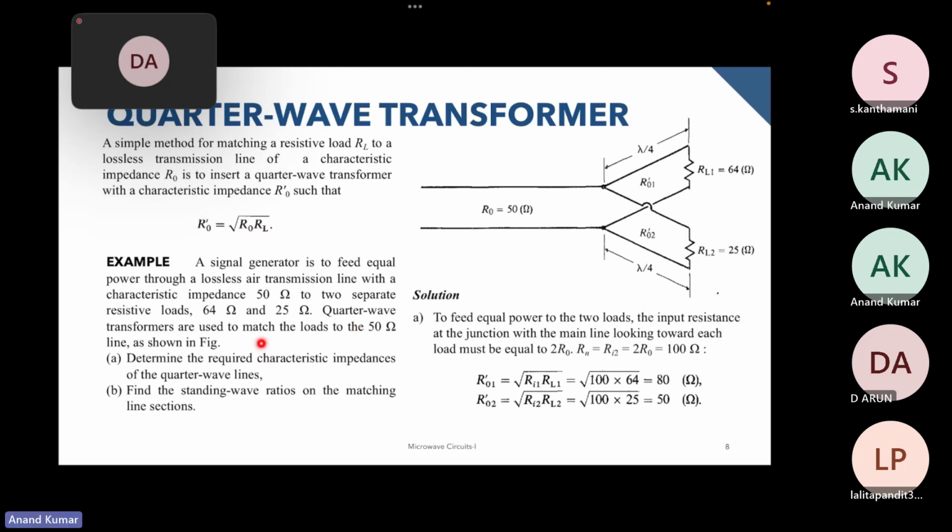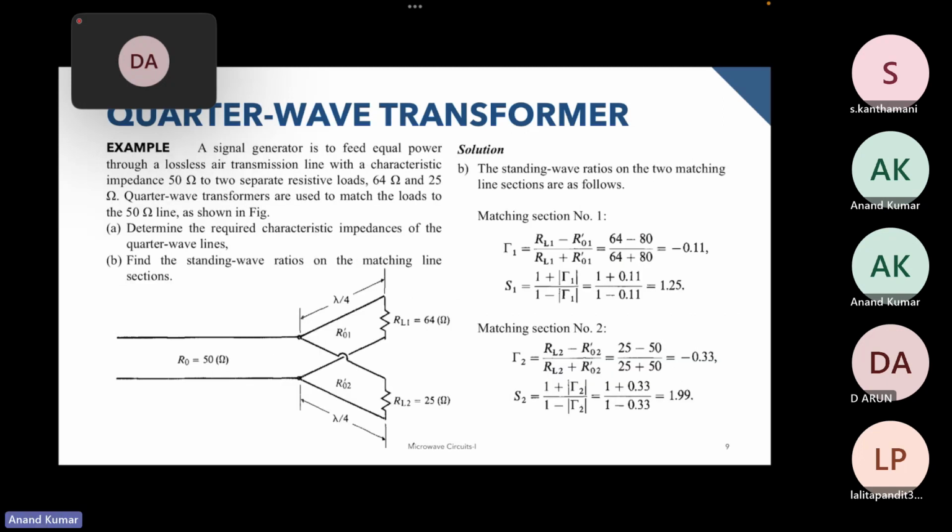We looked at one example where we had to match this 50 ohm line to RL1 and RL2 such that both of them receive equal power. The question first becomes a power divider between these two loads. So this 50 ohm should be distributed into 100 ohms each, and then once we had 100 ohms, we calculated the values for R10 dash and R20 dash using 64 and 100. This is how we did the first question.